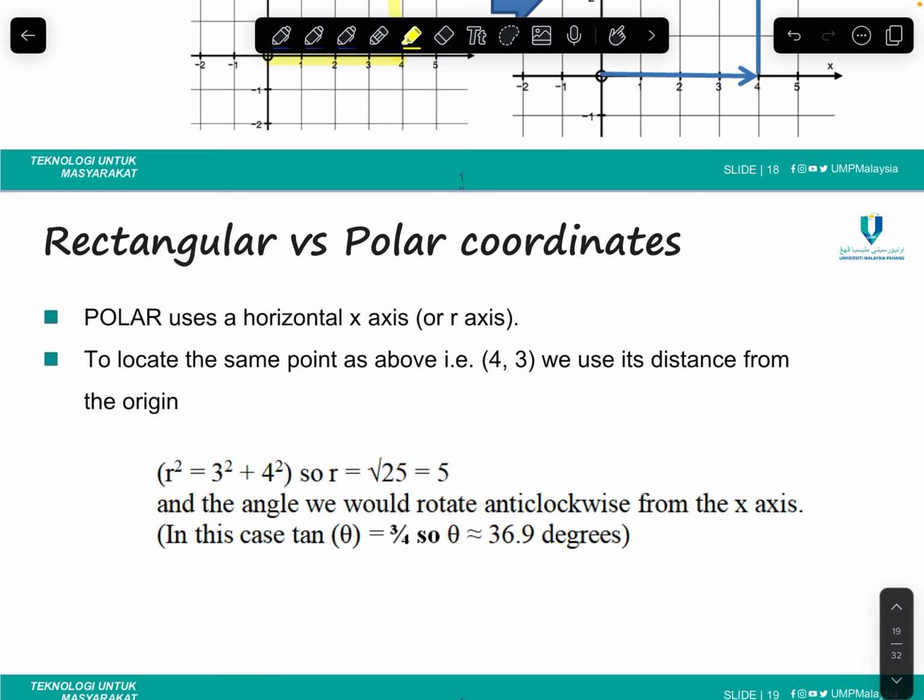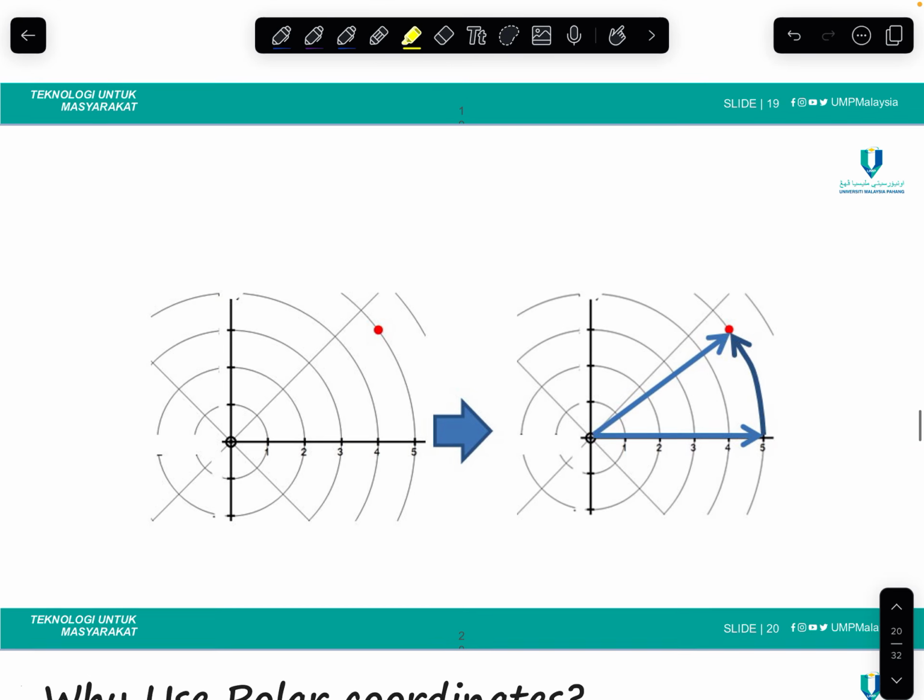Polar uses a different setting. It uses a horizontal x-axis or r-axis. To locate the same point as above, (4, 3), we use its distance from the origin, which is r. r is the square root of x squared plus y squared, so r is 5. And for the angle, we rotate anti-clockwise from the x-axis. We can calculate the angle by using the formula tangent theta equals y over x, which is 3 over 4.